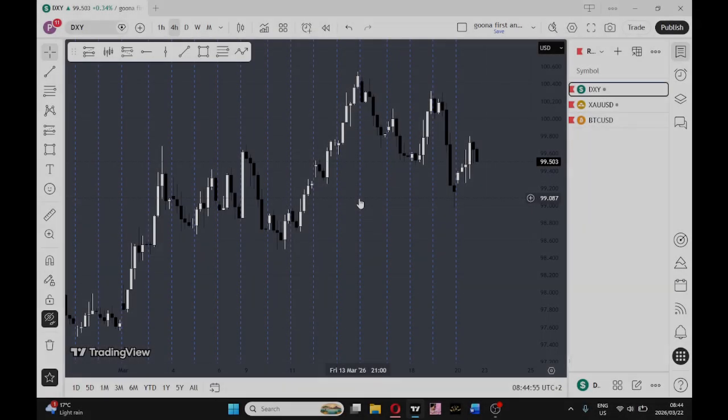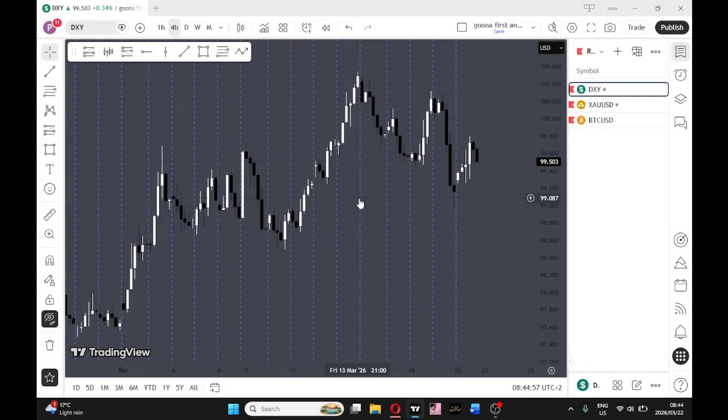Today is Sunday, 22 March, quarter to 9 in the morning. The market is closed. So last week I analyzed for this previous week. So we're gonna see how those setups went.